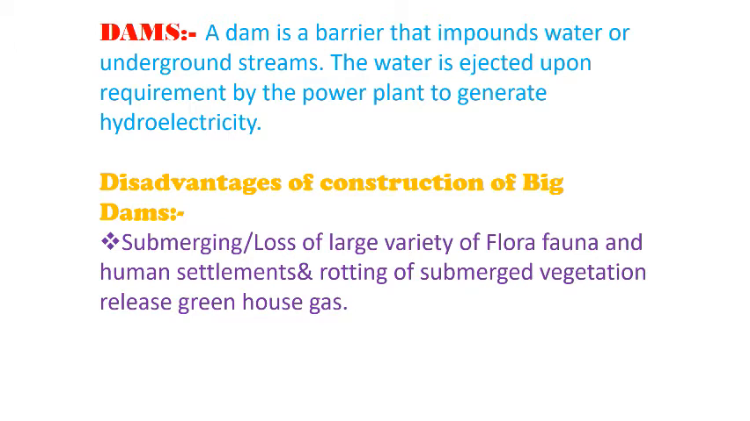Means when we construct a big dam, the plants, that is flora or fauna, that are present underground or just beside the river where we want to construct this dam, can be affected. Or human settlements, means some village or their environment, can change due to the construction of big dams. Or the plants which grow near this dam can release some greenhouse gas also.